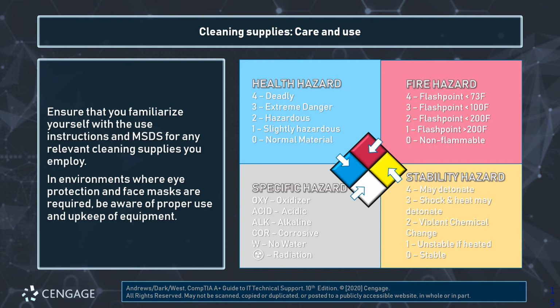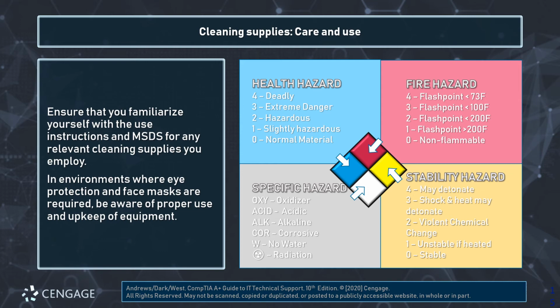Something you are probably going to be a bit more observant of would be things like the MSDS, or the material data sheet. I think they call it just an MDS now, for different cleaning supplies. In environments where you need face masks or eye protection, you have to make sure you know how to use it and in what environment it should be employed.